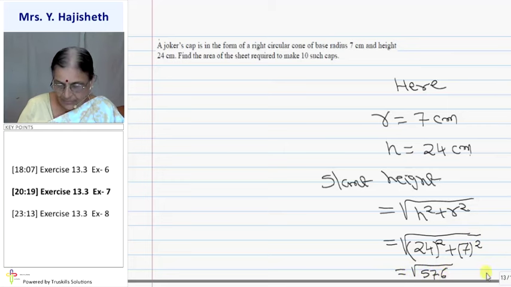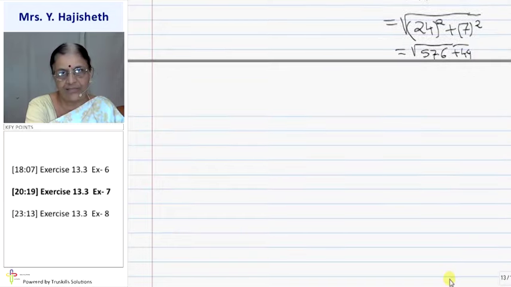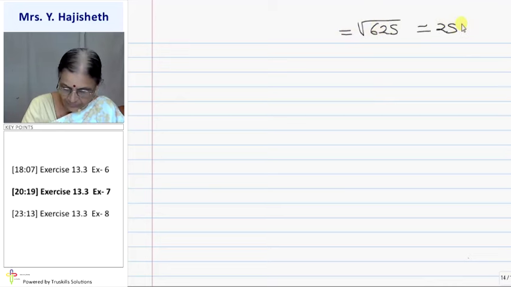And that is under root 576 plus 49. So what is the answer? It is under root 625. What is the answer? Under root 625. So it is 25 centimeter. This is my slant height.